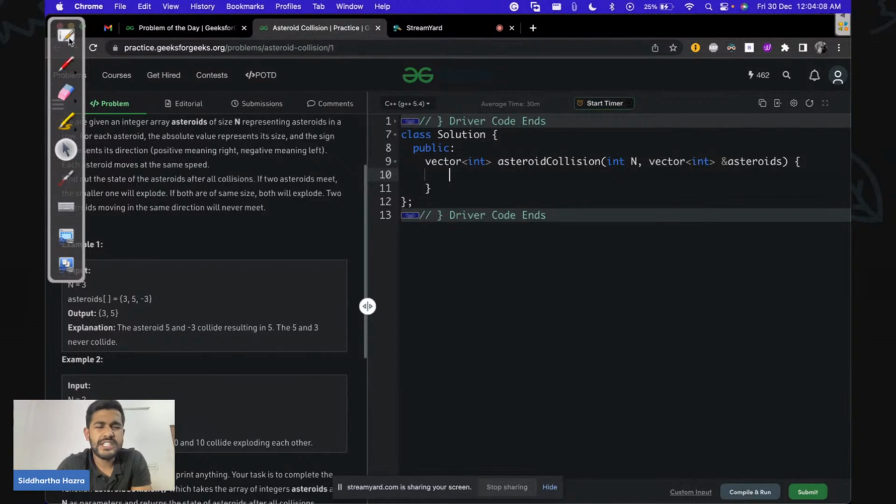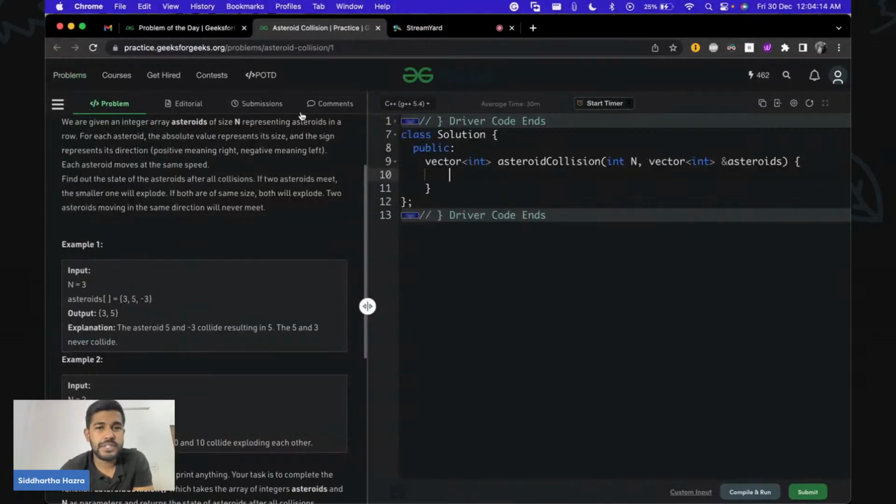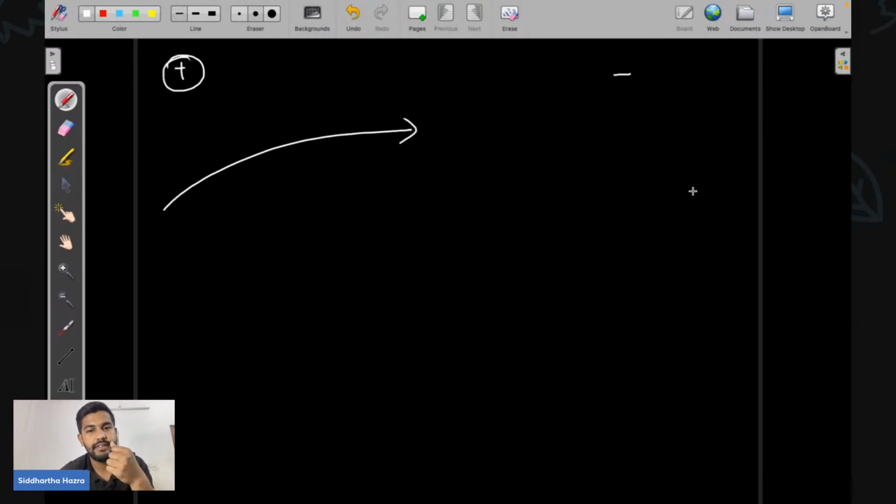Okay. This question is very easy to understand. I would just explain the question, won't read the problem statement again. So this is telling us that there would be asteroids. Basically, you can just visualize it as a shooting star. Now, if the value is positive, then it would be going on the right hand side. If it is negative, the star would be going on the left hand side.